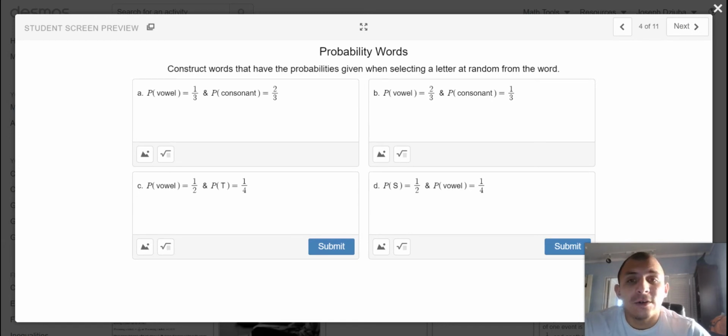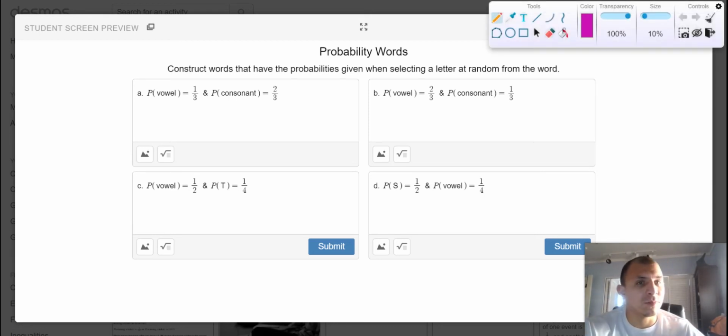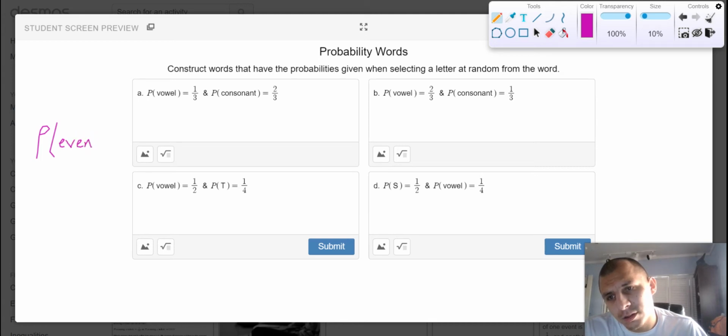All right, so for our next activity, you'll be tasked with thinking through words that have probabilities given when selecting a letter at random from the word. But before we get there, let's talk a little bit about what probability actually is. Okay, so the P obviously stands for probability.